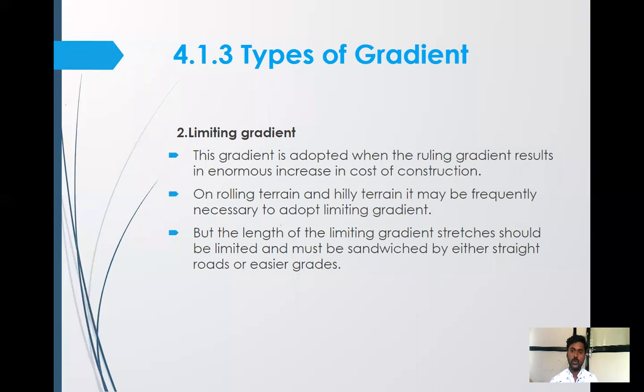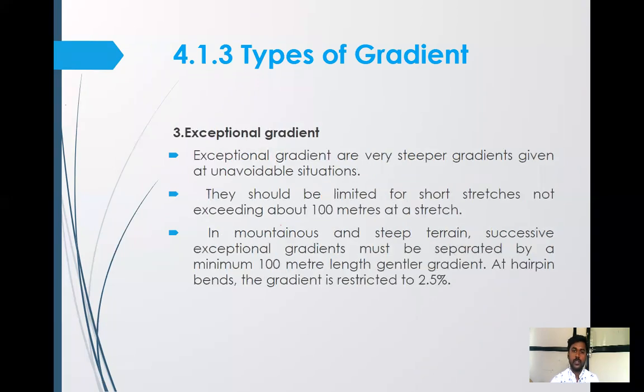So we also have to go for the limited length of the road. Also, we have to consider the third one, the exceptional gradient. Exceptional gradients are very steep gradients given in unavoidable situations. Only when an unavoidable situation arises should we go for the exceptional gradient. Otherwise, we should not go for it, as it is a very steep gradient.